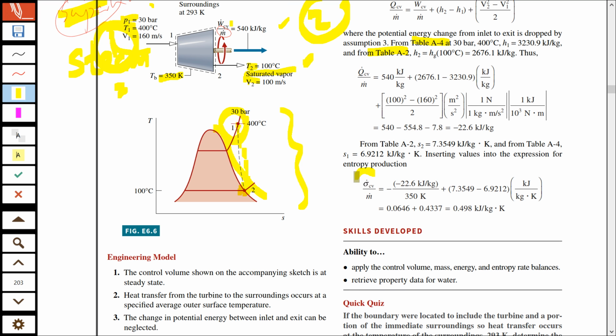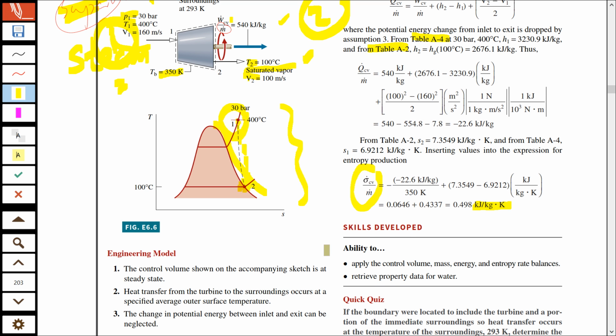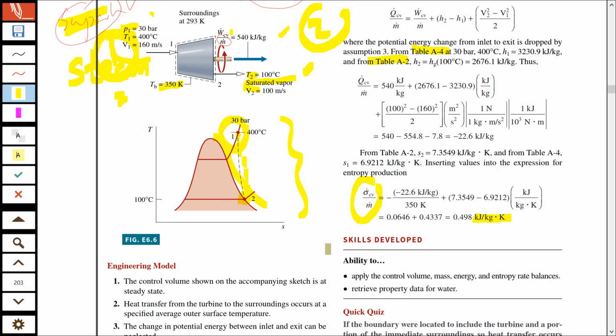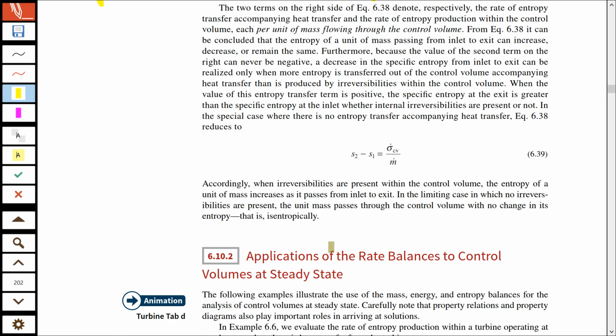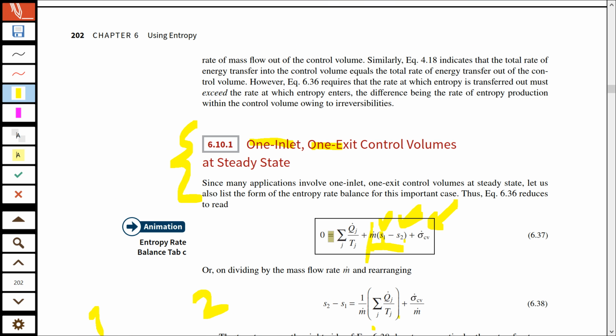And as I told you, the quantity you are looking for is sigma dot divided by m dot, not sigma dot divided by m. And that's why you also know what unit to expect. So this was just a practice example for you. More important is to realize that the equation you wrote is for steady state. That's very important. That's why you have this 0.